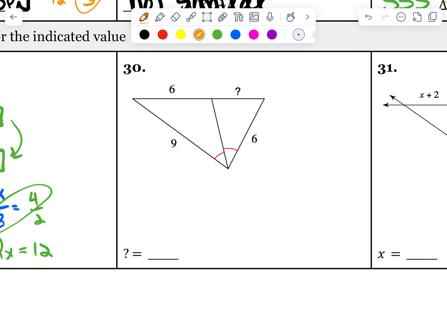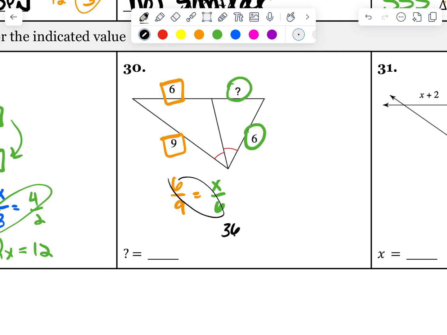So these two and these two go together. I'm just going to set it up as 6 over 9 equals x over 6. You could really do either way. There's multiple ways to set this up, y'all. Mine is not the only way. You're just going to get the same answer. 6 times 6 is 36. 9x, x is equal to 4, or y is, or question mark is equal to 4.